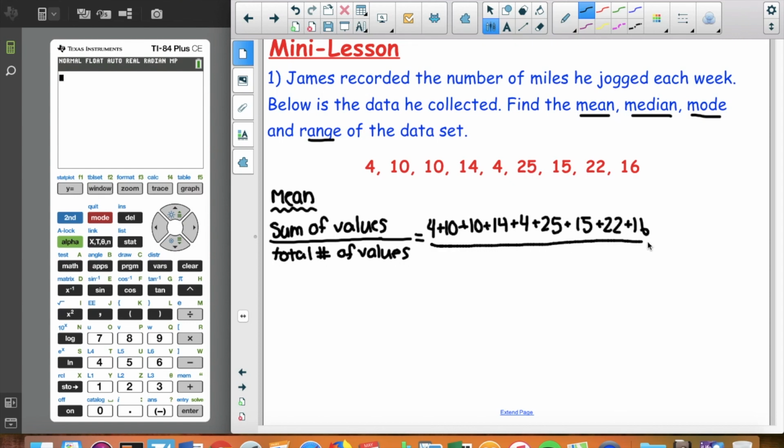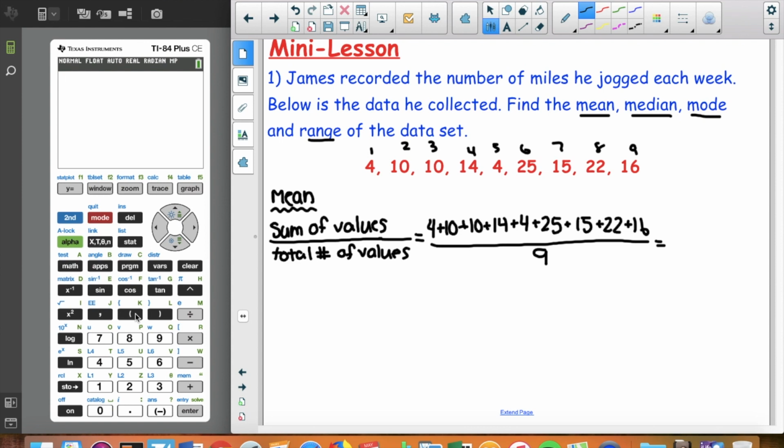Divided by the total number of values. Now the numbers, we just have to count these. So we have 1, 2, 3, 4, 5, 6, 7, 8, 9 total values. So we're dividing the sum by 9. Let's see what we get when we do this.